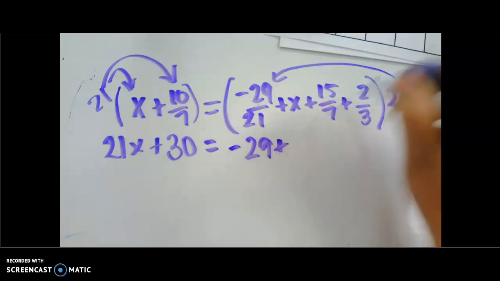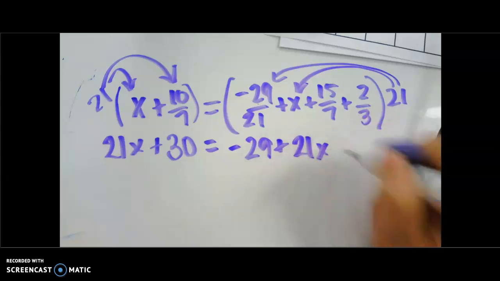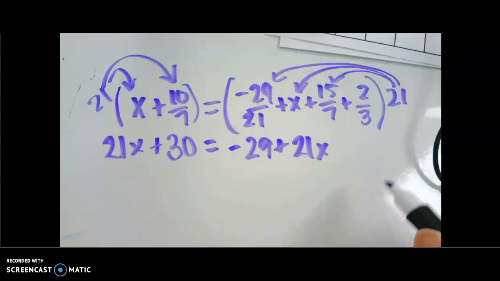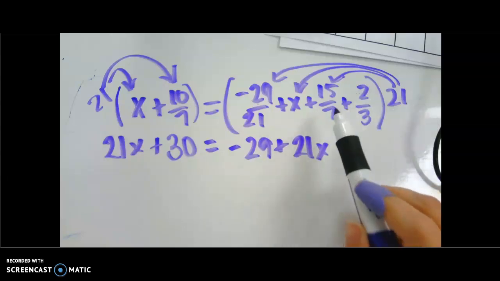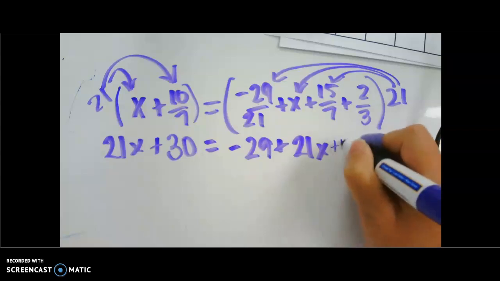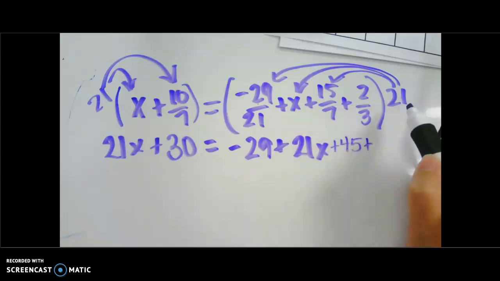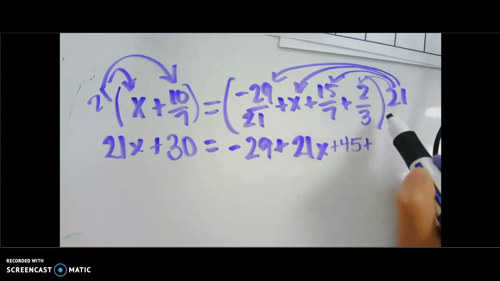I do need to make sure that I take that 21 times that 1x and get 21x. And then I'm going to take 21 times 15 sevenths. So I'm going to think of it as 21 divided by 7 is 3. 3 times 15 is 45. All right, and then I'm going to take 21 times 2/3. 21 divided by 3 is 7. 7 times 2 is 14.